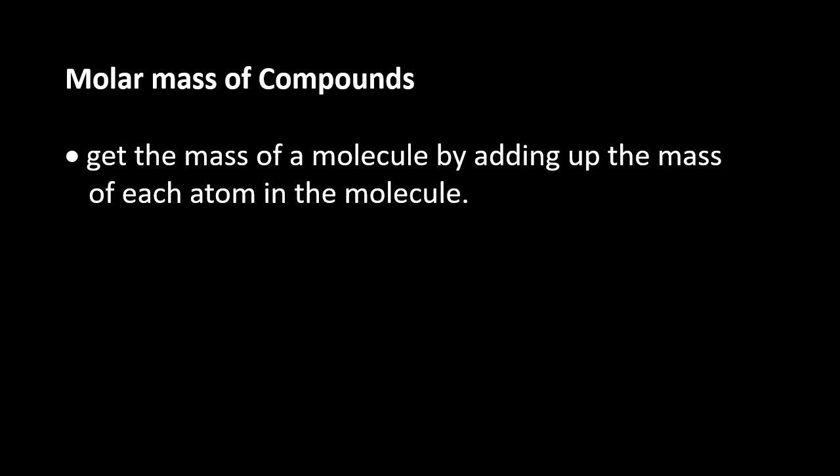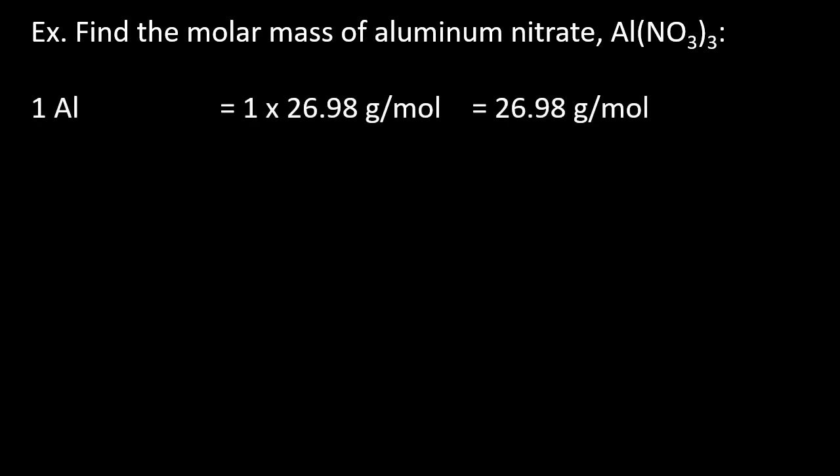Now, how do we deal with compounds? They're a little bit different than the elements. However, it's not too far of a stretch because the compounds are made up of elements, right? So we just have to figure out how many of each of the atoms are in a compound, and then we can use that to figure out the molar mass of that compound. So, find the molar mass of aluminum nitrate. We have aluminum nitrate here, Al(NO3)3. There's 1 aluminum, and its molar mass is 26.98 grams per mole.